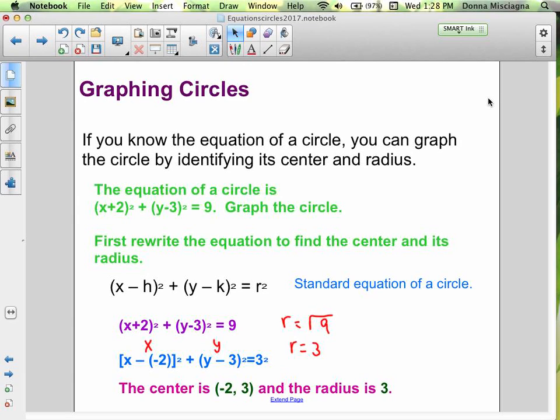You can either write it down or mentally, kind of in your head, rewrite it into the equation. But you want to remember that that plus 2 really is minus a negative 2 because the negative goes in the equation. So a plus 2 means that negative 2 is the x coordinate for our center, and a minus 3 means 3 is the y coordinate. If we take the square root of 9, we get our radius, which is 3. Now let's graph.